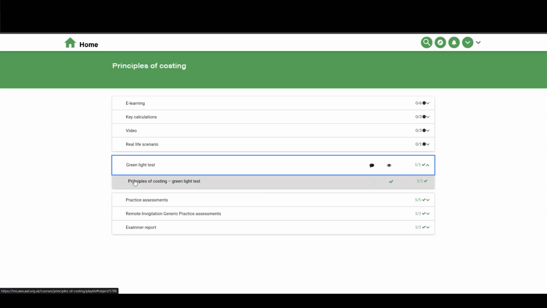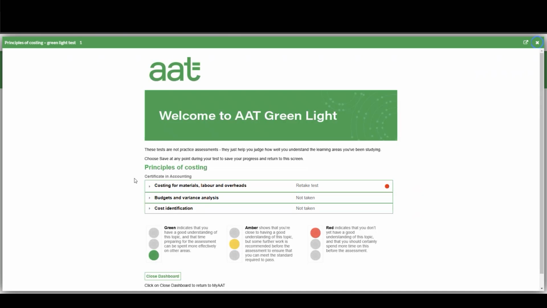Green light tests are topic specific, so they don't cover everything within the Principles of Costing syllabus, but they do cover costing for materials, labour and overheads, budget and variance analysis, and cost identification. This will generate different questions each time you go into it, so it's definitely a useful resource to attempt.